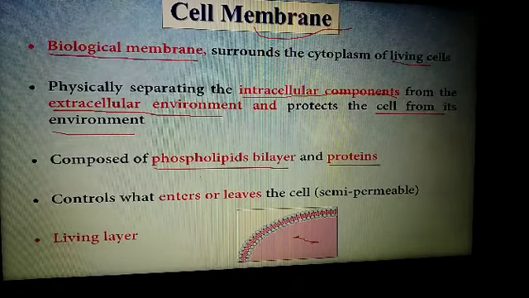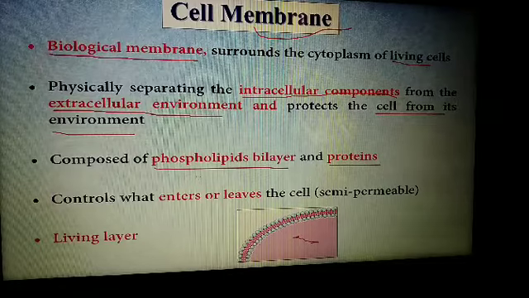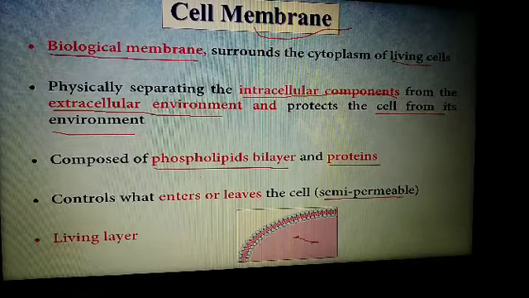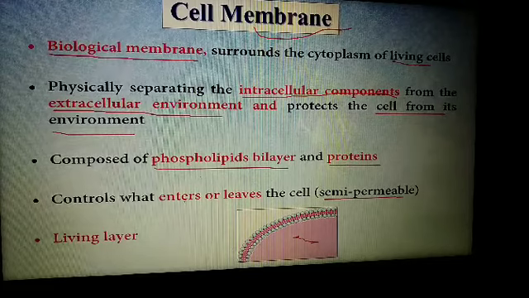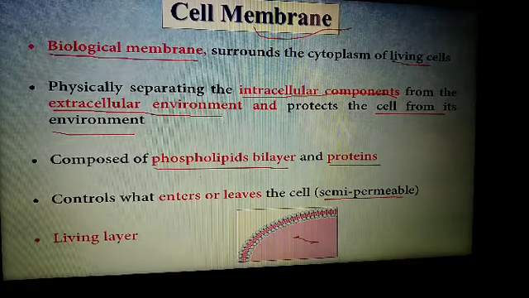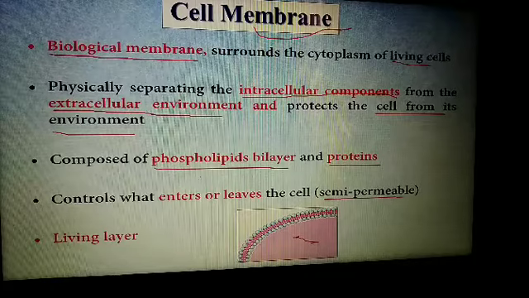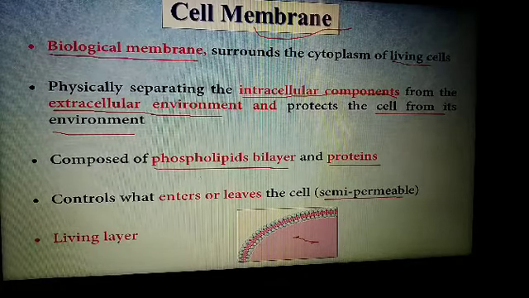Now let us see another point, that cell membrane is also known as semi-permeable membrane. Why is it called semi-permeable membrane? Because it allows only particular substances, particular molecules, to enter or leave. That is why it is also sometimes called a selectively permeable membrane, because it allows only certain substances to pass from outside to inside and from inside to outside.